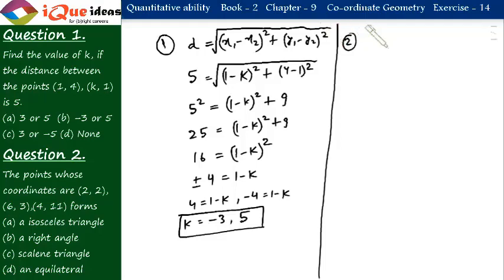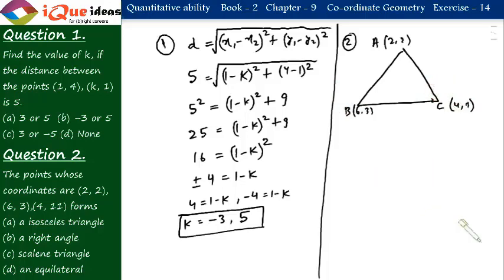It says the points whose coordinates are (2, 2), (6, 3) and (4, 11) form, and the options have different types of triangles. So what we do is, let's say the point A is (2, 2), B is (6, 3) and C is (4, 11). So let's calculate the lengths of the sides of this triangle.